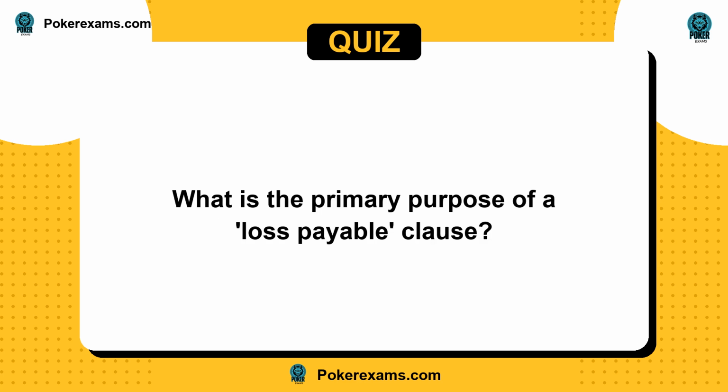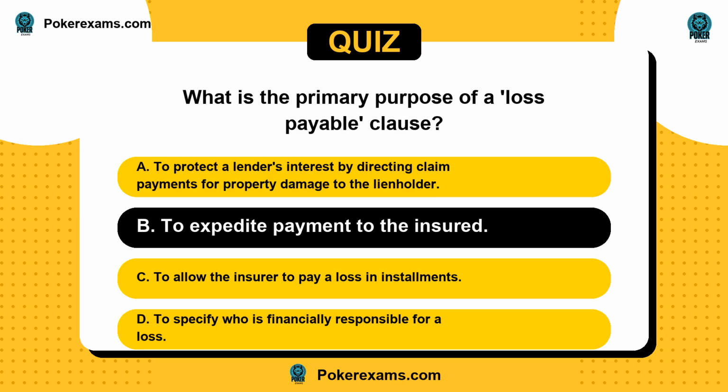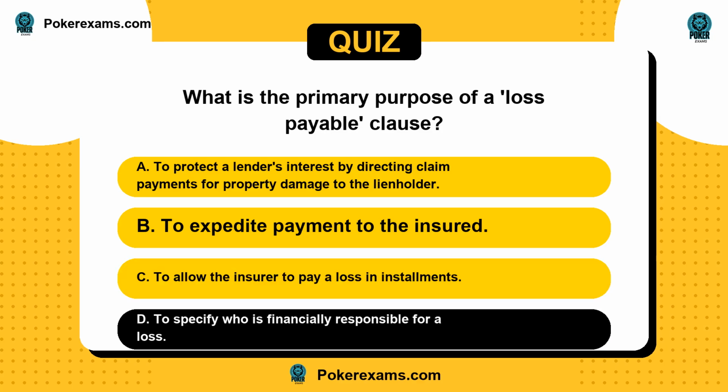Next question. What is the primary purpose of a loss payable clause? Is it A, to protect a lender's interest by directing claim payments for property damage to the lien holder? Or B, to expedite payment to the insured? C, to allow the insurer to pay a loss in installments? Or D, to specify who is financially responsible for a loss?